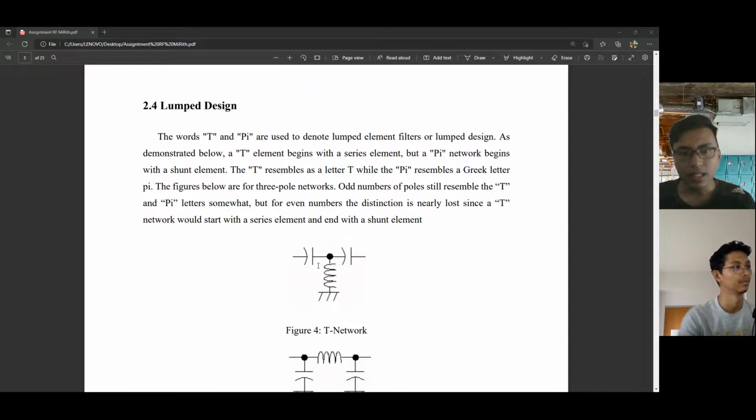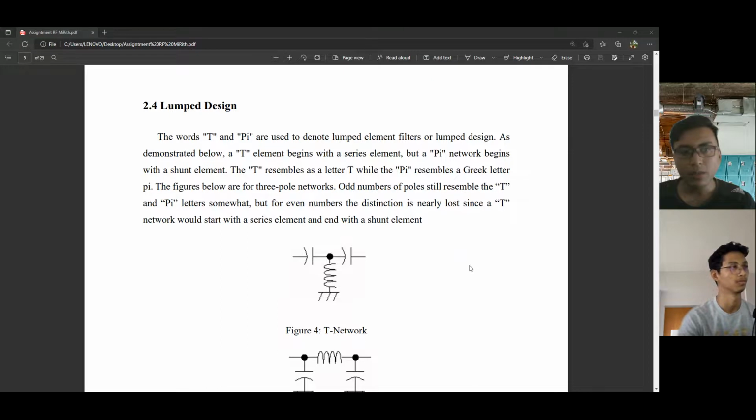So next, for lumped design, the words T and pi are used to denote a lumped element filter or lumped design. As demonstrated below, T elements begin with a series element, but pi network design begins with a shunt element. T resembles the letter T, while pi resembles the Greek letter pi.